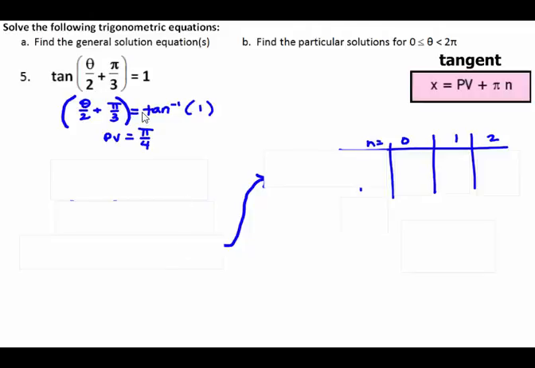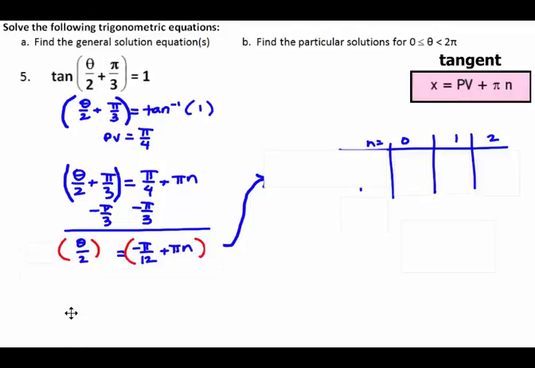Okay, so when we go to write our one and only general solution equation, we have to keep this big argument. So we've got theta over 2 plus pi over 3 equals our principal value, pi over 4, plus just pi n. Be careful with tangent, it's not 2 pi. Now we need to solve this equation. We're going to subtract pi over 3 from both sides. Then we still have theta over 2, so we need to get rid of that, multiply both sides of the equation times 2. So now we finally have our theta, one and only, general solution equation.